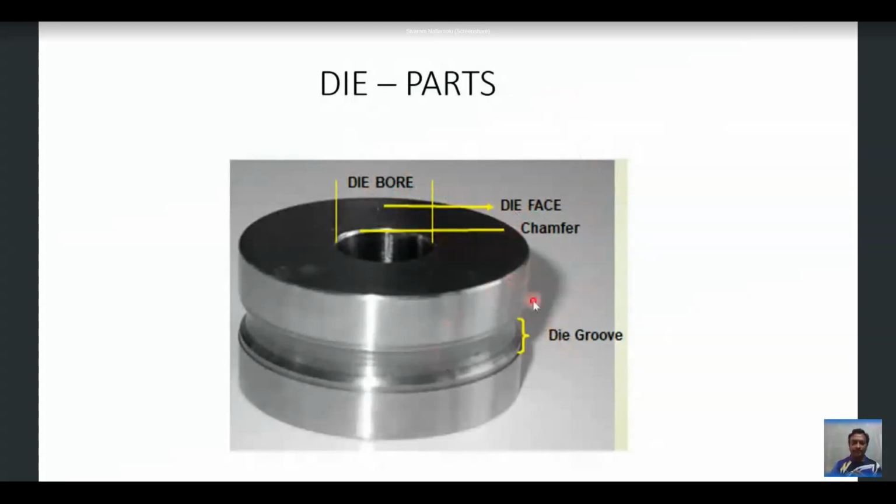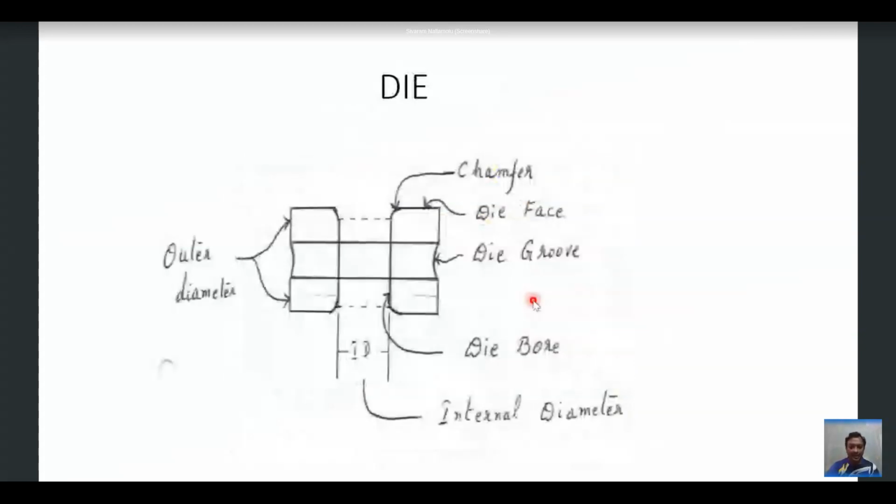Coming to this, this is the technical diagram for the die. Whatever I've said is over here. Can you see here, this is the die face, and the chamfer is the small curve-like portion. From here to here is the die bore, and from here to here this is the outer diameter, and here this is the inner diameter, and this central portion is called the die groove. So this is the technical diagram you have to draw in your exams whenever they ask you for technical drawings of punch tooling.